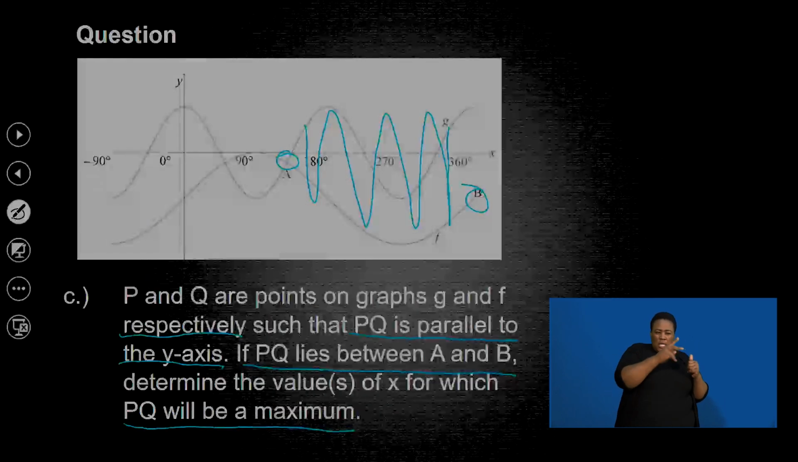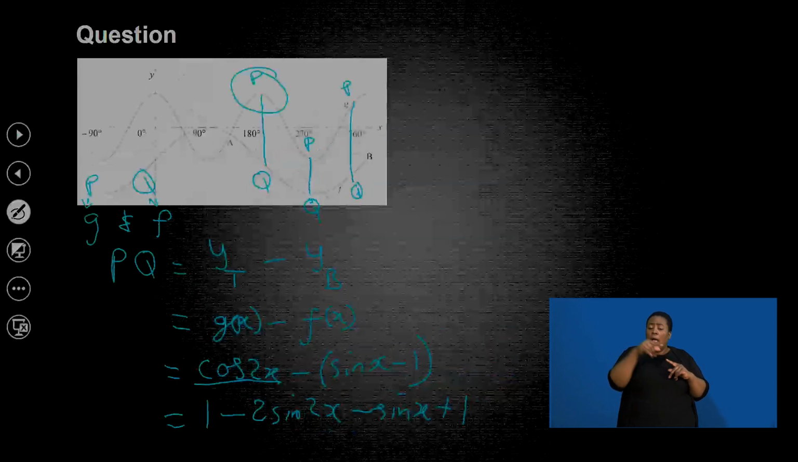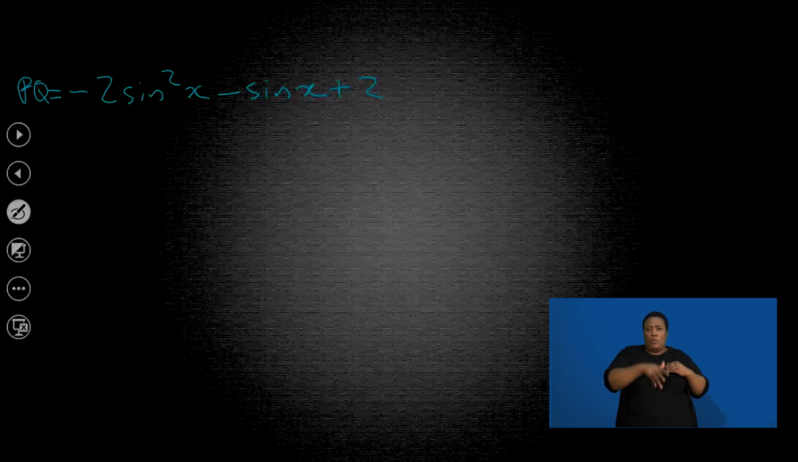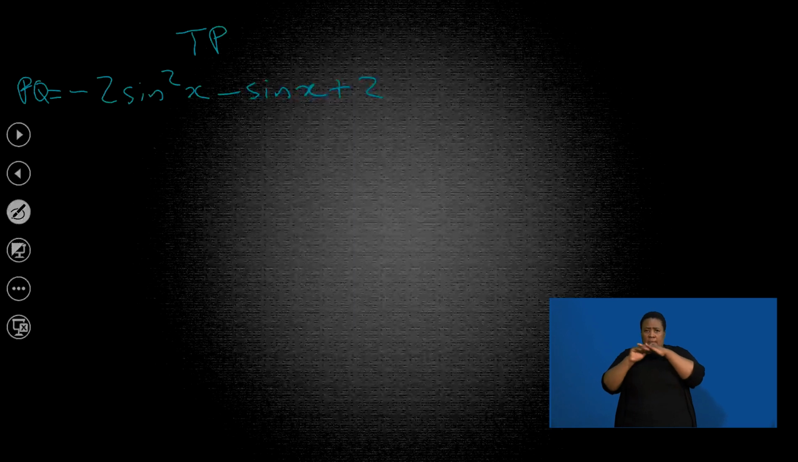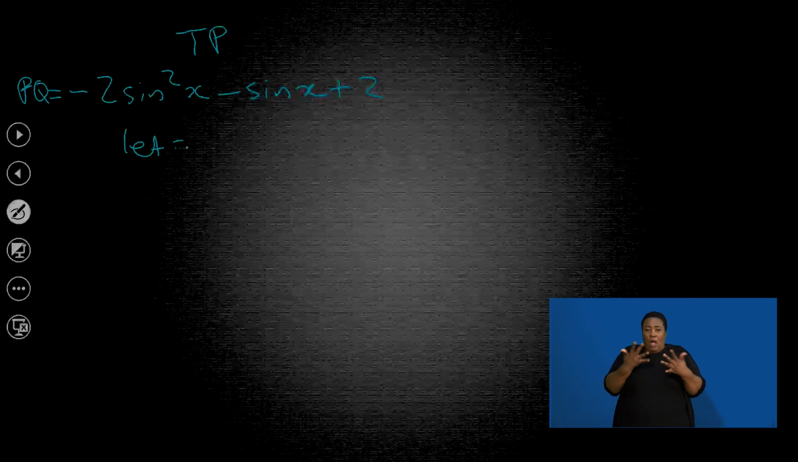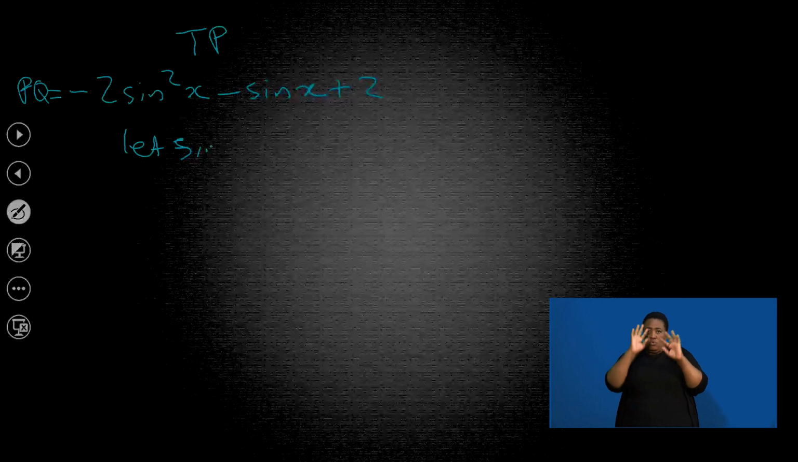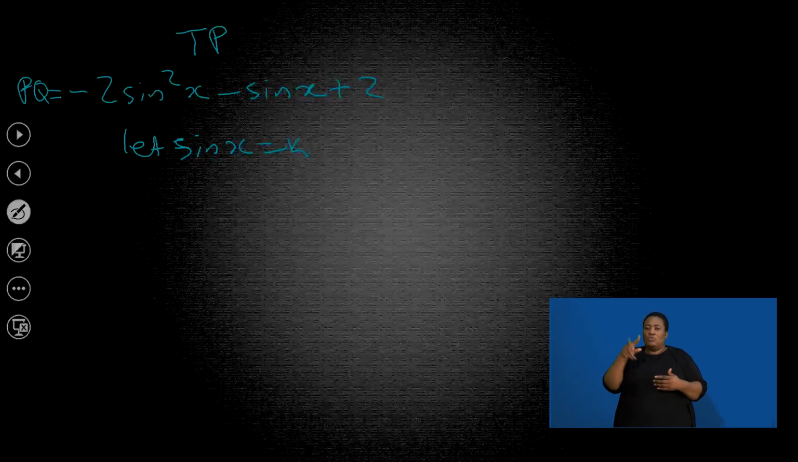So they said we need the values of x such that PQ will be a maximum. Now, I know that most of you will be thinking of finding the derivative if it's a maximum or a minimum, but that's not the case. Maximum and minimum, remember, we are also talking about the turning point there. And this is a quadratic equation. So if you don't know how to factorize this, you can let sin x be equal to k and work around it like that. But in this instance, you don't really need to do that.